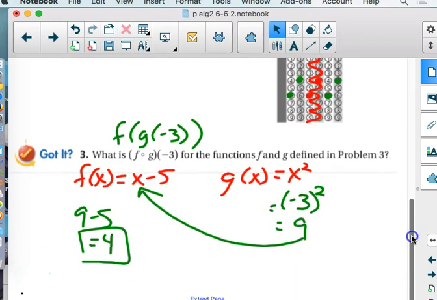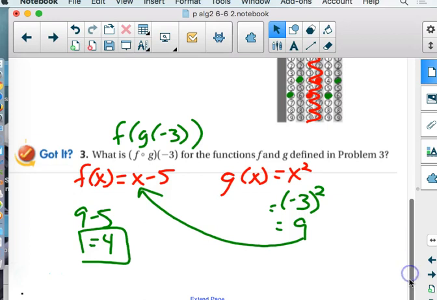Composition does not work both ways. F of g of x is not always going to be the same as g of f of x. We're not guaranteed that. It's not like multiplication where you do 3 times 4 or 4 times 3 and it doesn't matter. It matters big time in composition, which way you do it. So that's why it's important that we know which one goes in first.